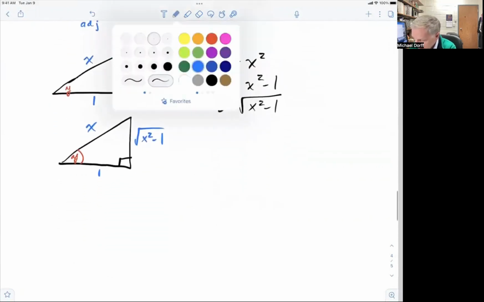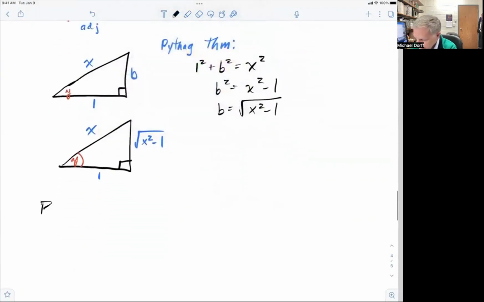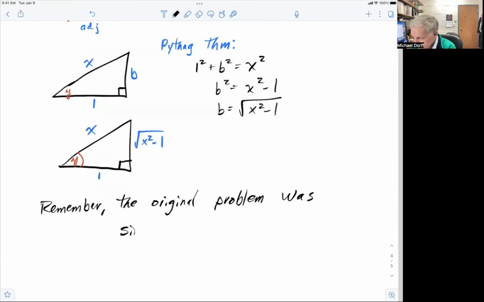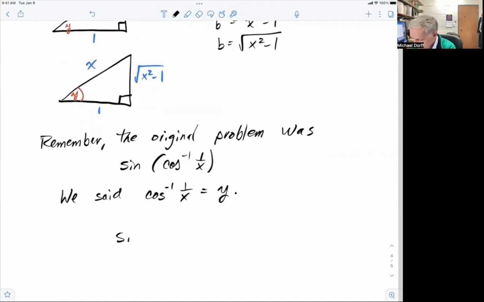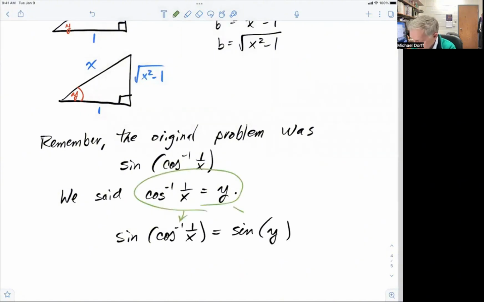All right, so now we can go back and solve the original problem. So remember, the original problem was the sine of the inverse cosine of 1 over x. We said we let inverse cosine of 1 over x be equal to y. So the sine of inverse cosine of 1 over x is going to equal the sine of y.